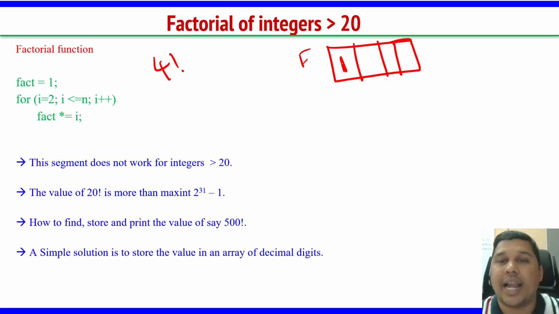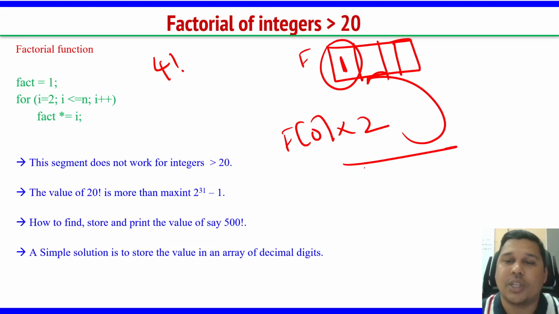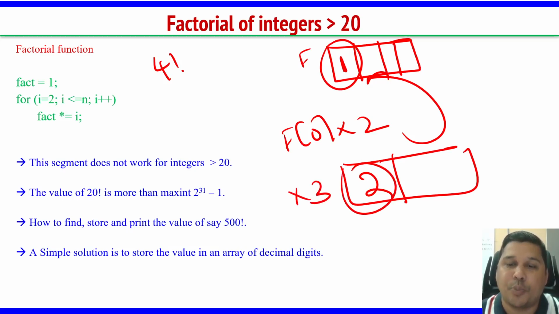Now what I have to do? I have to multiply this with 2. When I want to multiply this with 2, I will take the f of 0 value times 2, multiply, and store the result back in f. So the result becomes 2. Again take the f of 0 value, multiply with 3, and you put 6 here. That way we have to increment it.